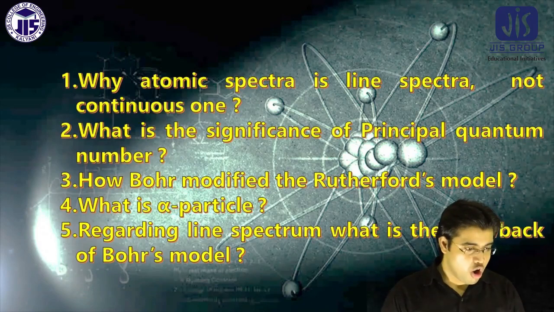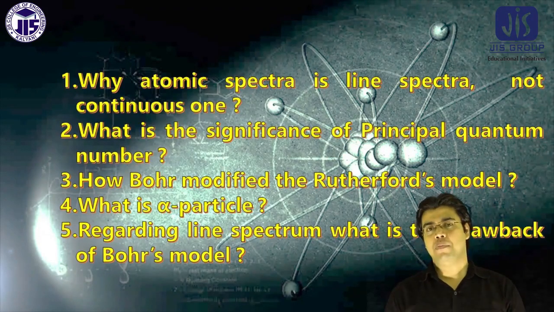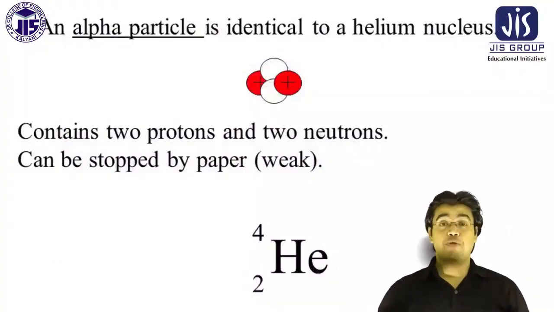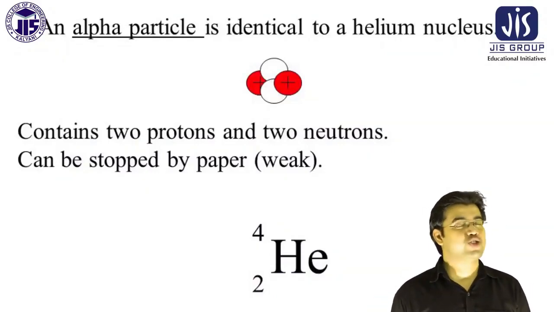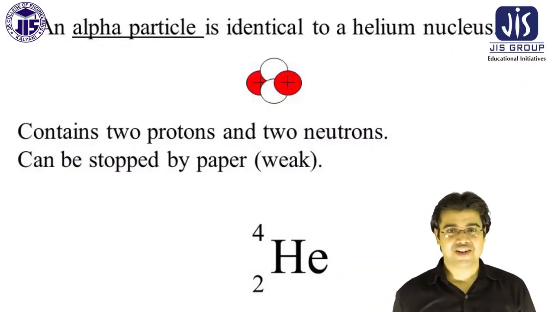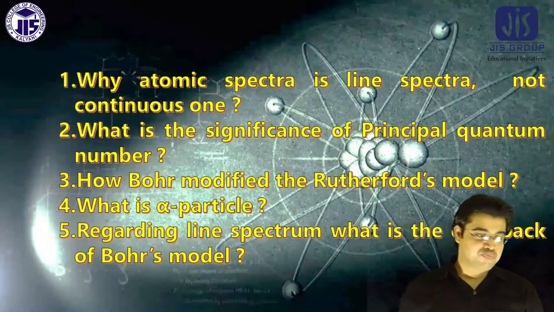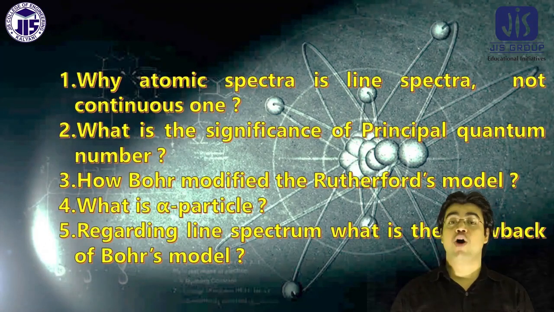The next question was, what is the alpha particle? Alpha particle is the helium nucleus, that is, if we remove the two electrons from helium, then what is produced is called the alpha particle. The last question of the previous assignment, regarding line spectrum: what is the drawback of Bohr's model?